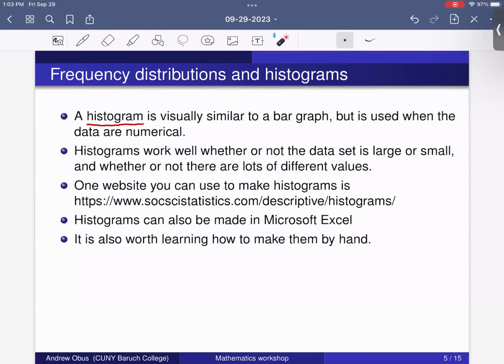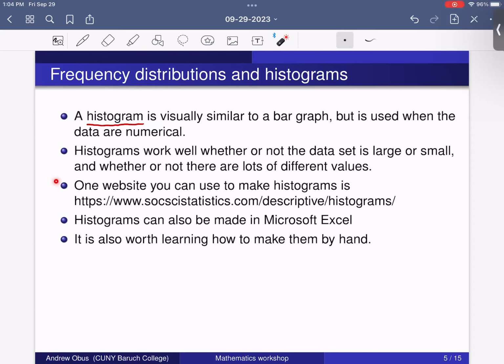So histograms are very, very useful. They show up all the time. They work well whether or not the data set is large or small, and whether or not there are lots of different values. And there's lots of different ways to make them. The bars are often not spaced in a histogram, although you can make them spaced if you want. Often the bars in a histogram are right next to each other, but you can add a little bit of white space between the bars. That's not something that you can't do. So there's a few different ways of doing histograms.